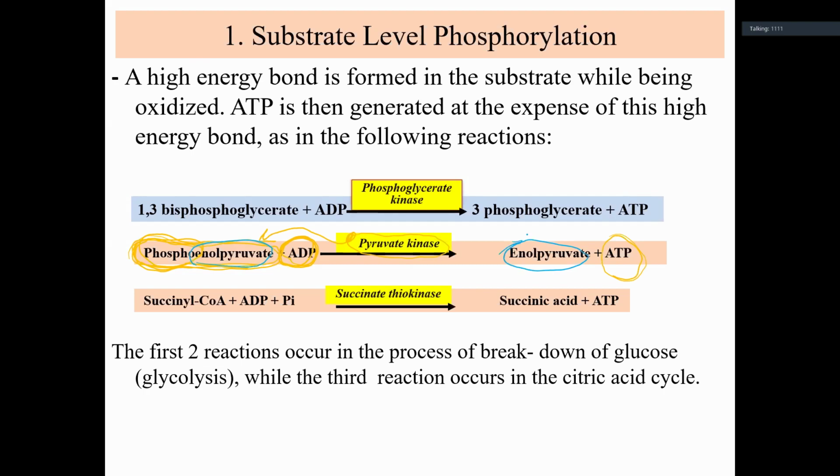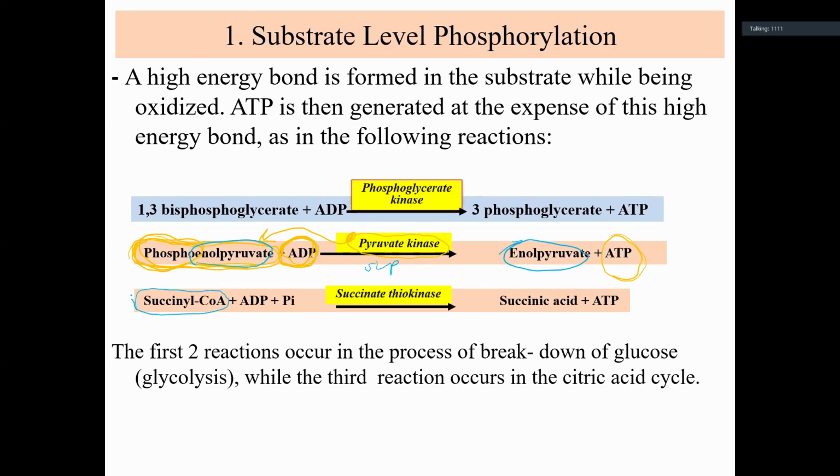Clear? And that is substrate level phosphorylation. Another example of substrate level phosphorylation. Third example, number 3, is succinyl-CoA.